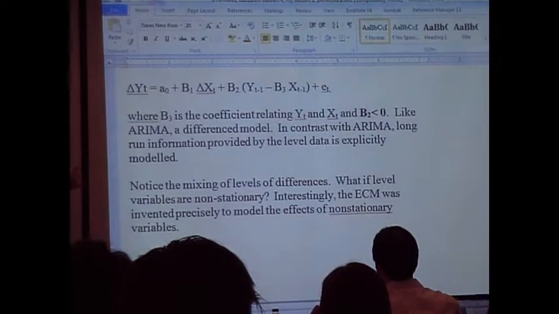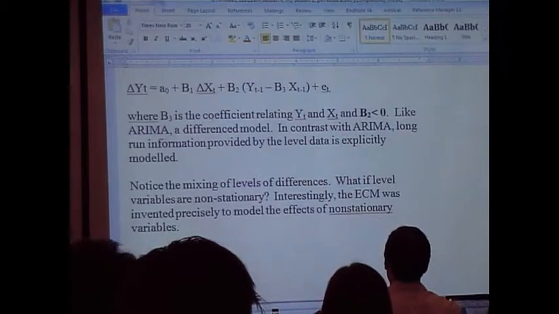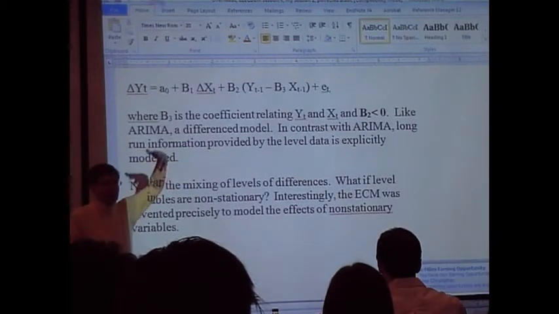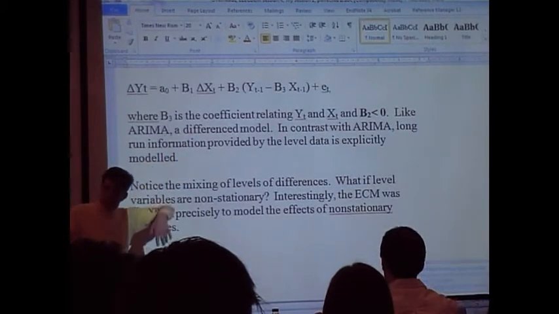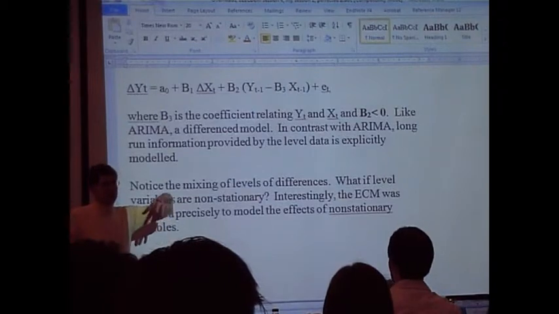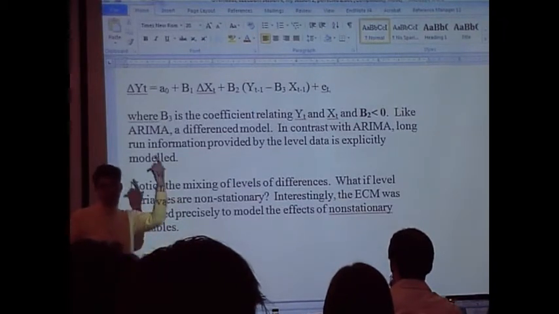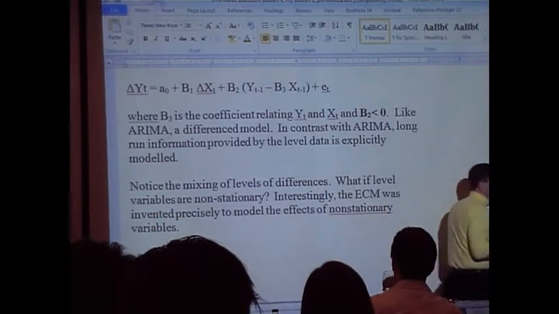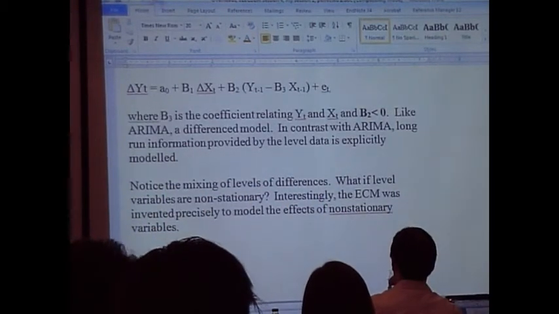Well, if it's positive, that means y at t minus 1 is too high. So what do we expect? We expect y to go down then at t. So we expect b2 to be negative, right? Negative times a positive residual. What happens? It goes down. Negative times a negative residual. What happens? It goes up. Error correction. Beautiful model. Beautiful, beautiful model.